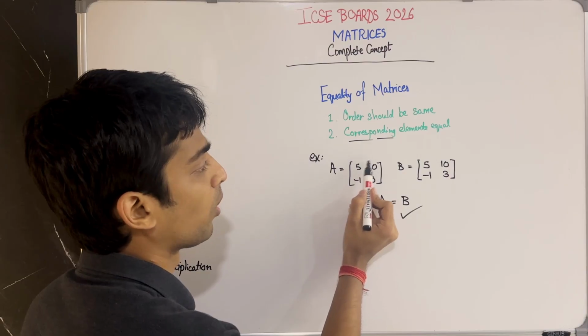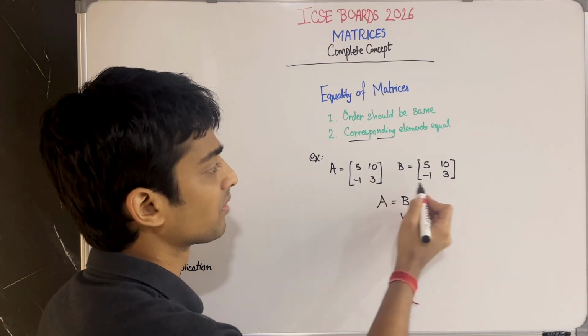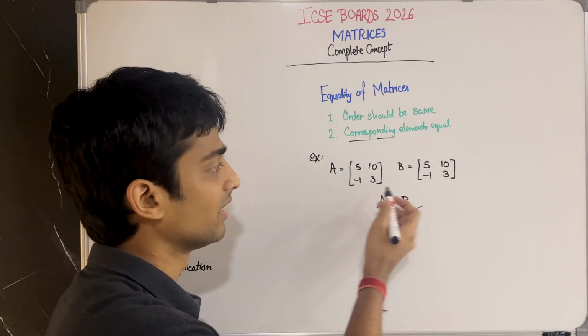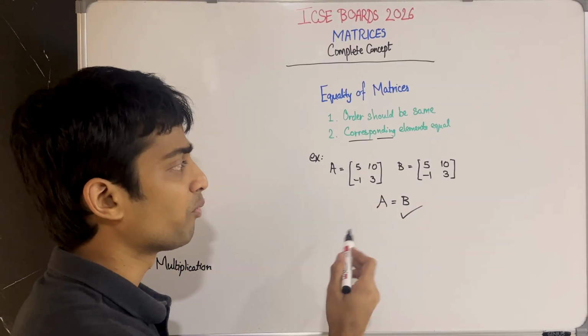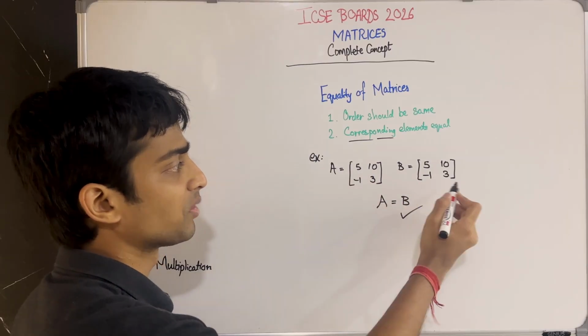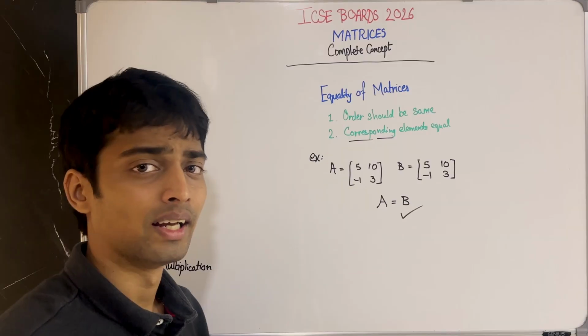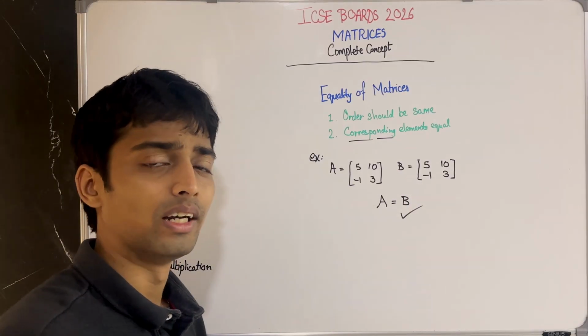Again, this position top right is 10, here it is also 10, here it is -1, here it is also -1, here it is 3, here it is also 3. So if all corresponding elements are equal and the size is also equal, which is 2 by 2 for both, then it is called that A is equal to B. If it was anything else, it wouldn't be equal.